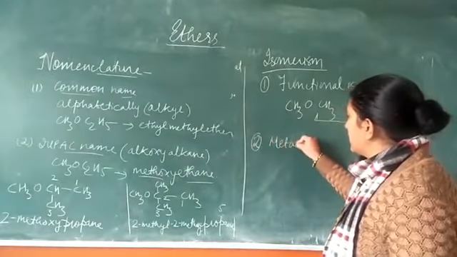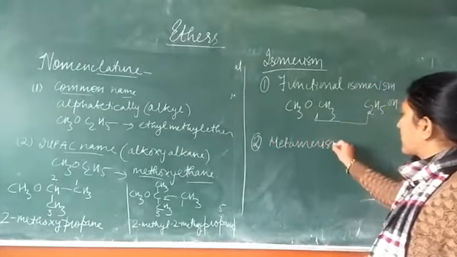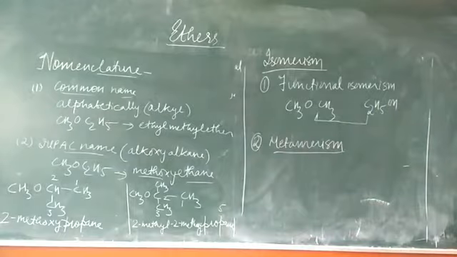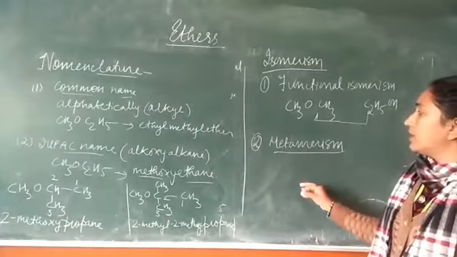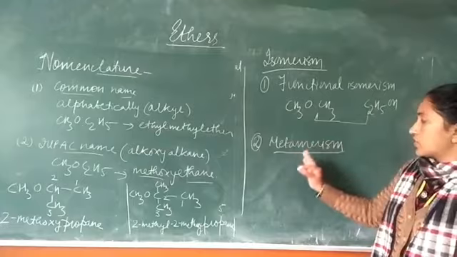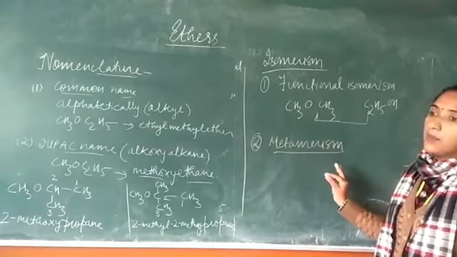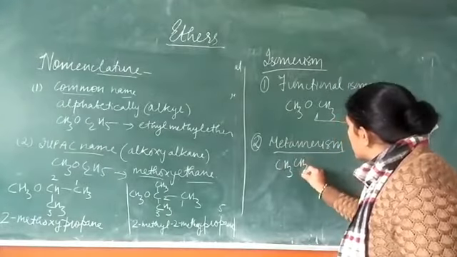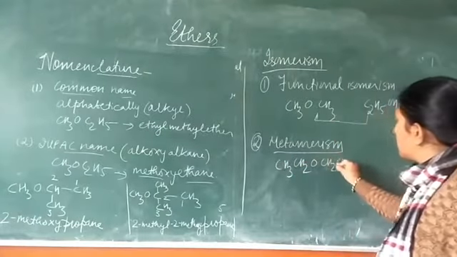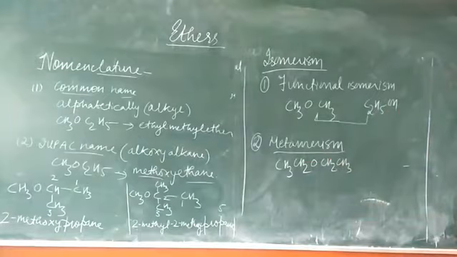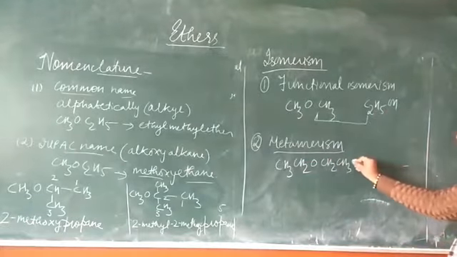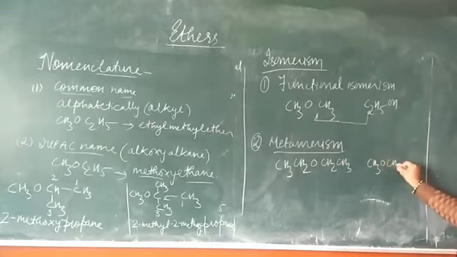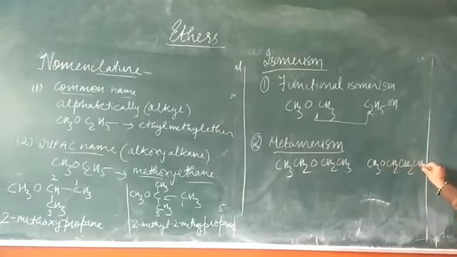Student, next is metamerism. Under the metamerism section, across the oxygen atom there will be a difference in the number of carbon atoms. For example, let's take this one, CH3CH2OCH2CH3. This is diethyl ether or ethoxyethane. Its metamer will be CH3OCH2CH2CH3.